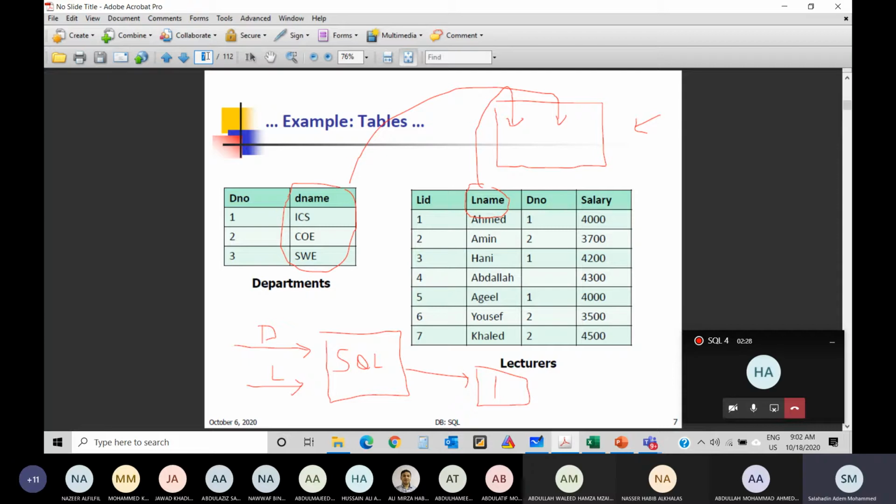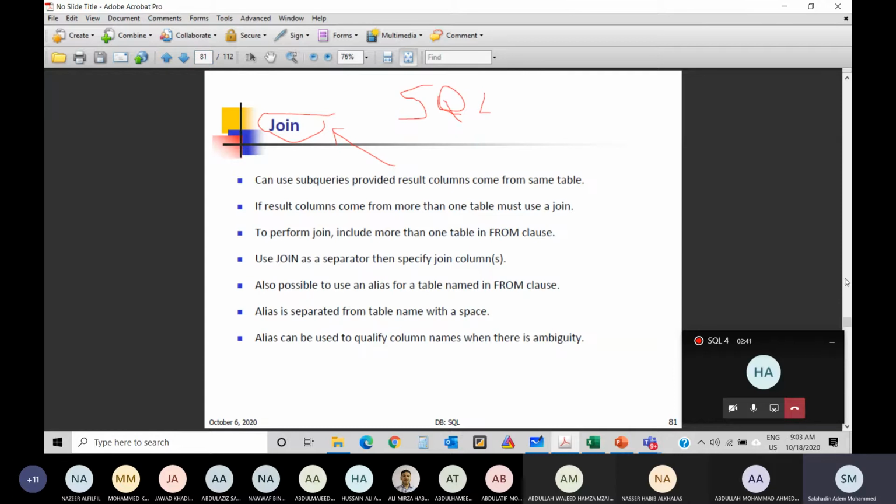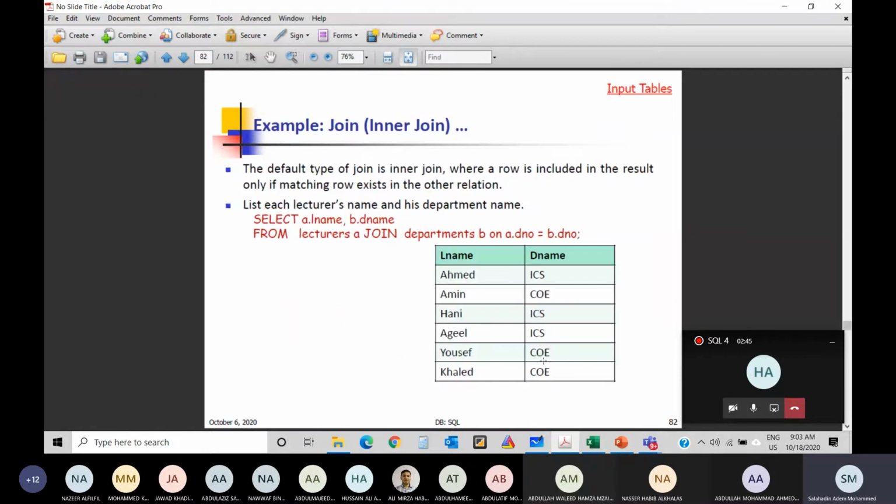You have to use join for this one. You have to join these 2 tables because you want the information from both tables, so you have to join them. So how do we join them? The output will be 1 table, but the input will be 2 tables in this case. So this is how we do it. We have different join techniques, but I'll just explain one for you now. This is what I want. I want the output to be Ahmed ICS, Amin COE, Hani ICS, Aqil ICS, Yusuf COE, and so on. To do this, this is how you write it. So this is what I will say.